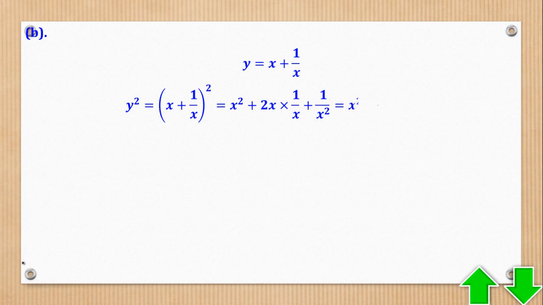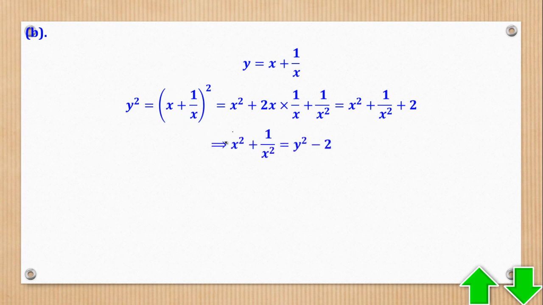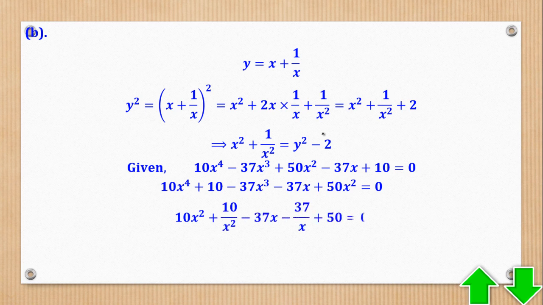So first of all, when I have that, I need to square it. So when I square this, I'll come up with this squared, so I expand it, then twice the product of these two to give you that, simplify to get that. That means that x squared plus 1 over x squared is equal to y squared minus 2. Knowing that, we can now go to the given equation, and because it is symmetrical, the first thing to do is to rearrange so that the similar coefficients are next to each other. Then you divide throughout by x squared.